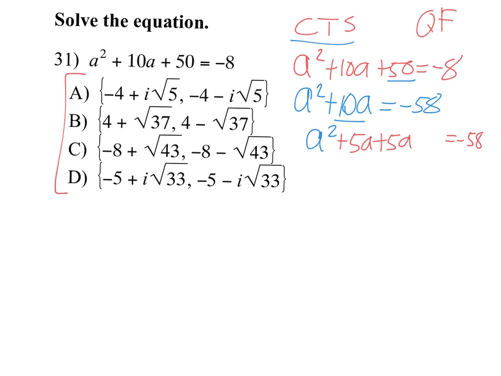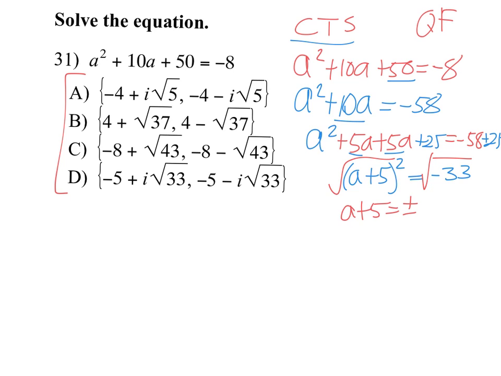And to figure out what I'm going to add to both sides, I'm going to take these two and multiply them. So it's going to be plus 25 and plus 25. Okay? This is going to factor into a plus 5 squared. And on the right side, negative 58 plus 25 is going to be negative 33. I'll take the square root of both sides. And that's going to be a plus 5 is equal to plus or minus. To get that negative out of there, I'm going to write this as 33i.